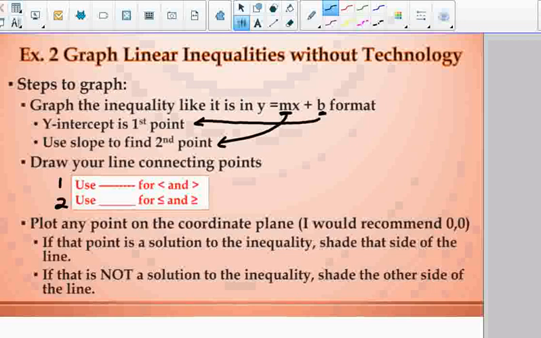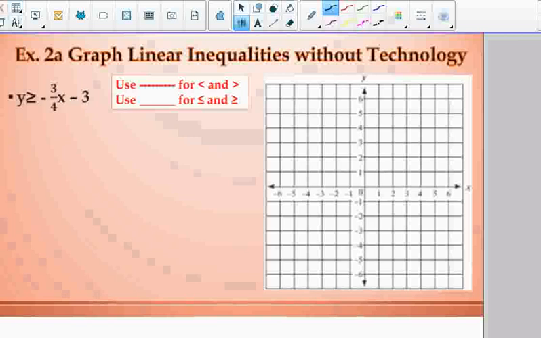So if 0, 0 is a solution to that inequality, you're going to shade the side of the line where 0, 0 is part of. If it's not, then you shade the other side. That'll make more sense once we see an example. So this first example here, graph the inequality without technology. y is greater than or equal to negative 3/4 x minus 3.